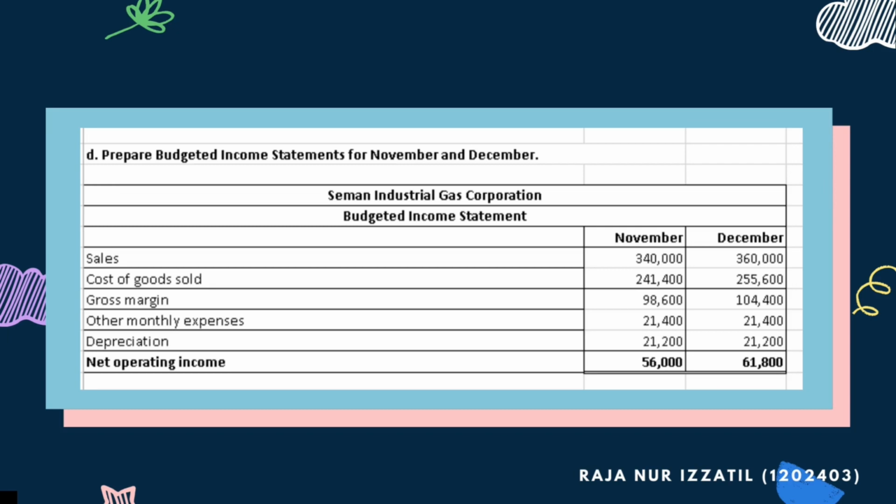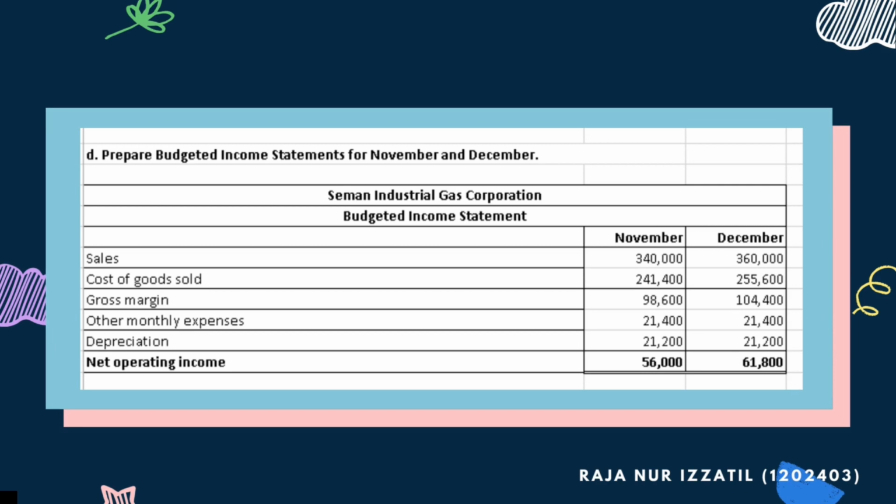After that, we minus the sales with cost of goods sold. We will get the gross margin for November, 98,600, and 104,400 for gross margin for December. Next, we minus with other monthly expenses and depreciation. For other monthly expenses, from the additional information, the other monthly expenses to be paid in cash are 21,400. So we just enter the amount of 21,400 for both November and December.